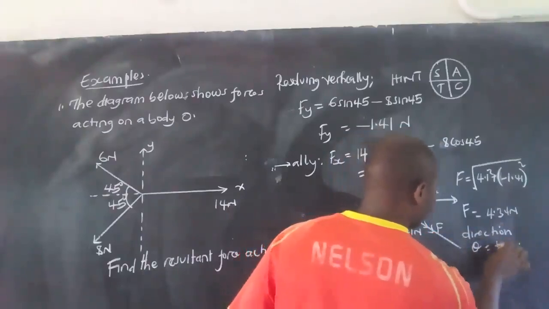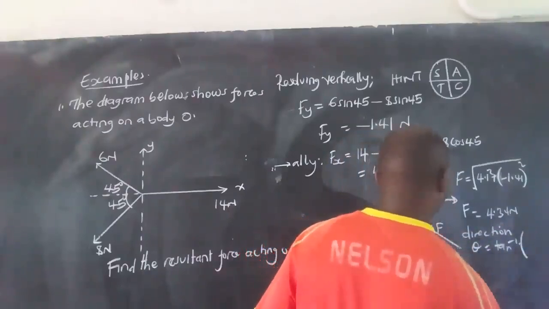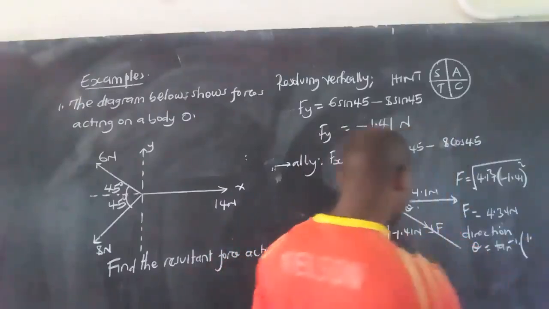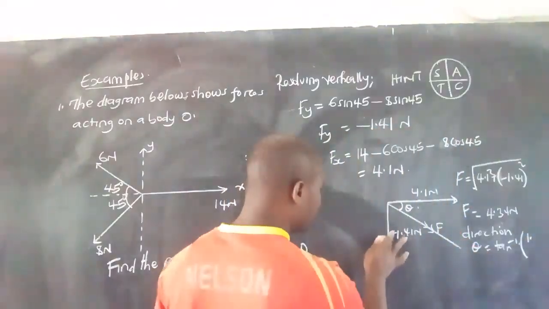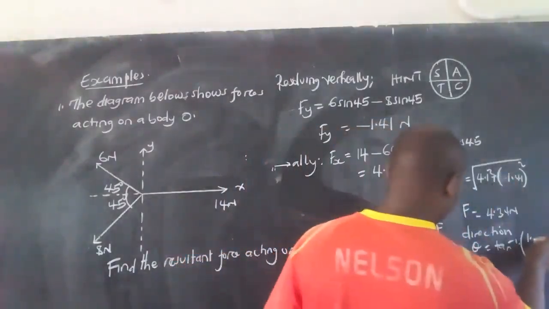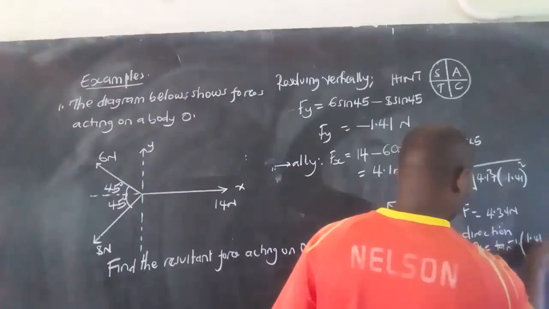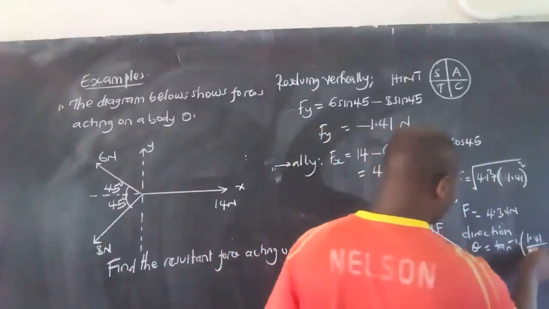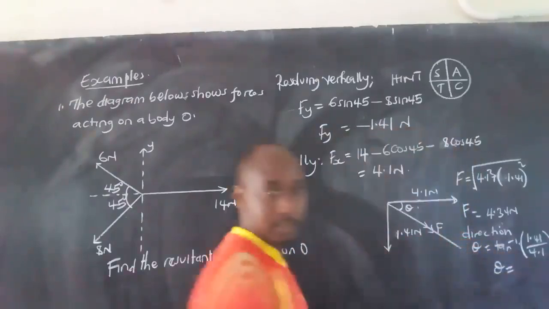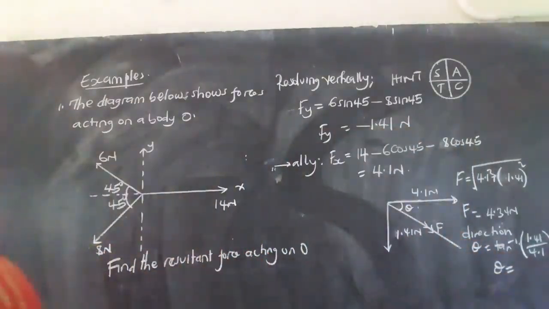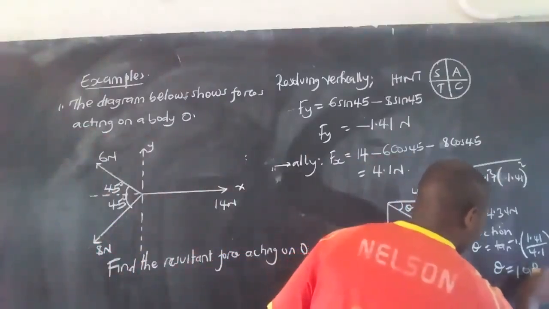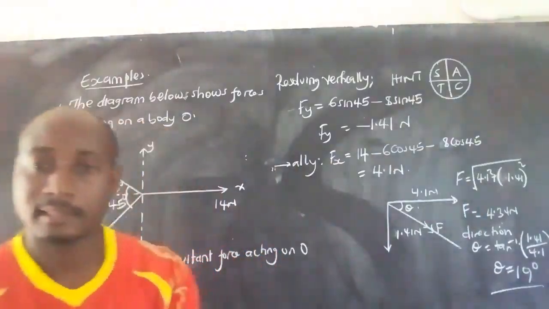Direction theta is tan inverse of Fy. Fy is 1.41. Now this negative shows the direction, okay? So we remove it in here, we will also remove it here. Negative shows what direction, so that's 1.41 divided by Fx, that is 4.1. So the direction theta, in this case, becomes 19 degrees. Okay, so that's number 1.